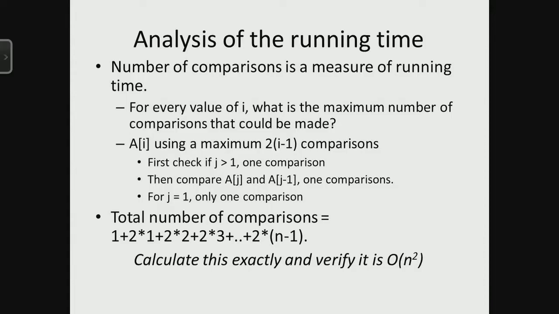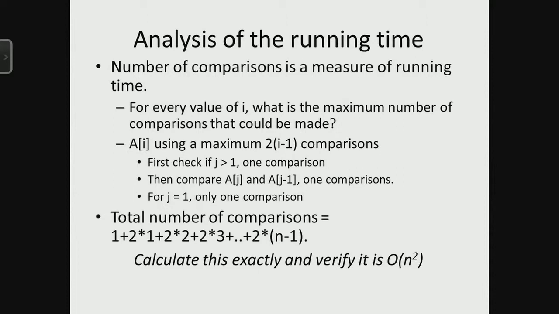The analysis of the running time is based on the observation that for the element a of I to be inserted into its correct location, in the worst case you just need 2 times I minus 1 comparisons. We use comparisons as a measure of the running time, and we count the total number of comparisons that need to be made to ensure that a of I is inserted into the correct place, and here we place an upper bound. In other words, we do a worst case analysis of the number of comparisons which are required.